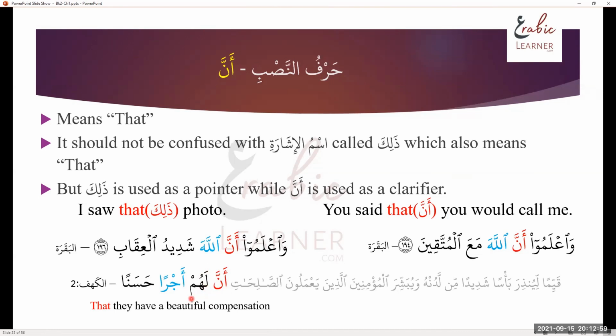So what kind of meaning will come from it? That have or has. So they will have what kind of compensation? Beautiful compensation. Ajrun hasanun it was, but since anna came, because anna is a clarifier here, anna affected the original mubtada, which is muakhar here. The original mubtada is ajran, and since hasanan is naat of this mubtada, that's why this also became mansub, so it became hasanan. Is it clear, brothers and sisters? Clear? Alhamdulillah.